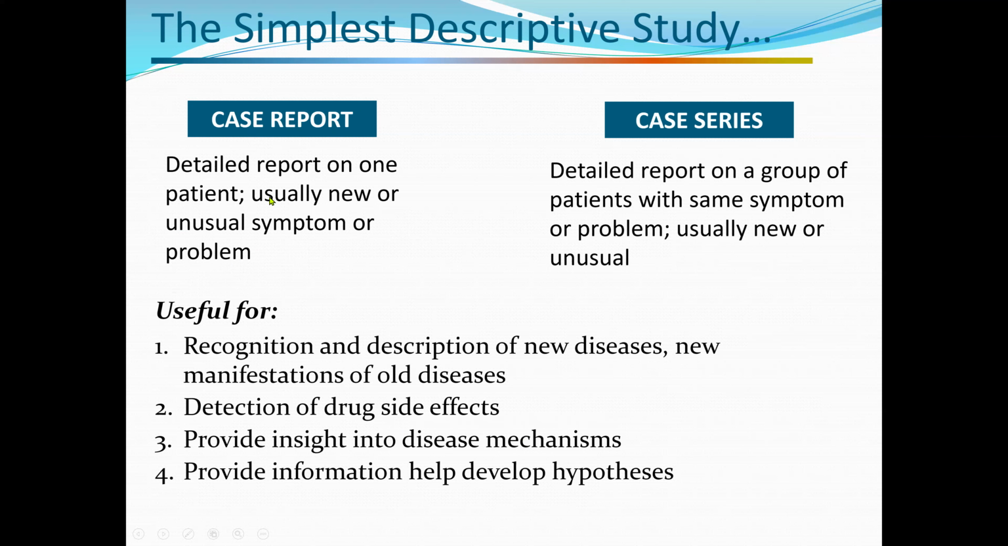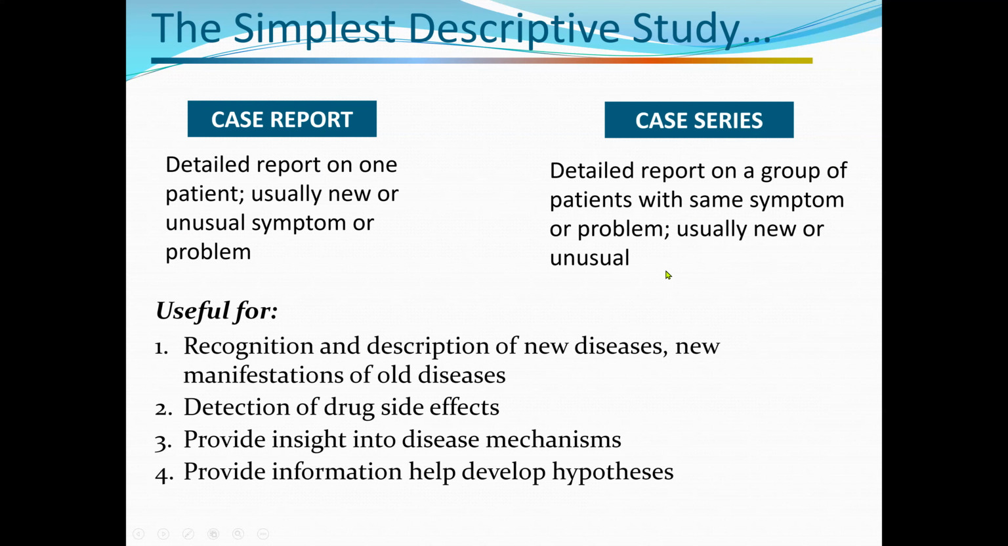Now, if we have more than one patient or a group, for example, a detailed report on a group of patients with the same symptom or problem, usually a new or unusual problem, is what we call the case series. So case report and case series is almost the same concept. The only thing is that with case report, we have only one patient. And most of the time, the case will be a new or unusual case. With case series, we have a group of patients with the same symptom or the same problem. And also it's a new case or unusual case.